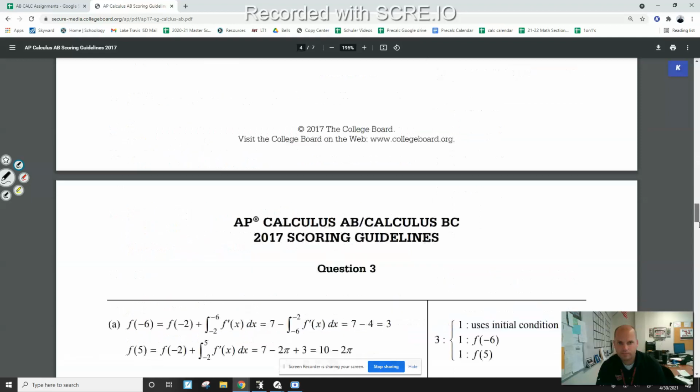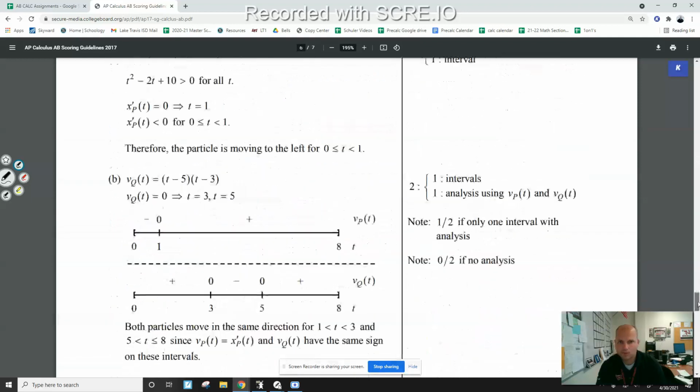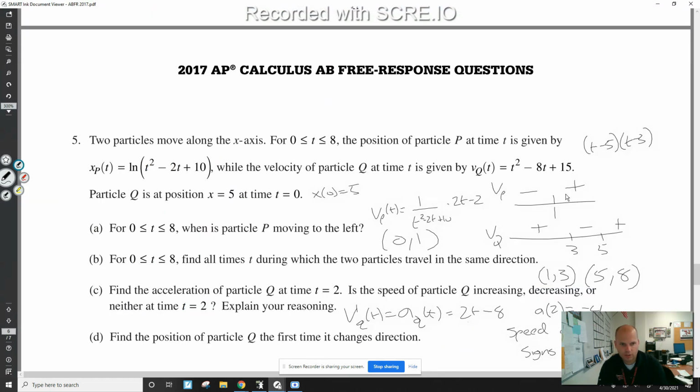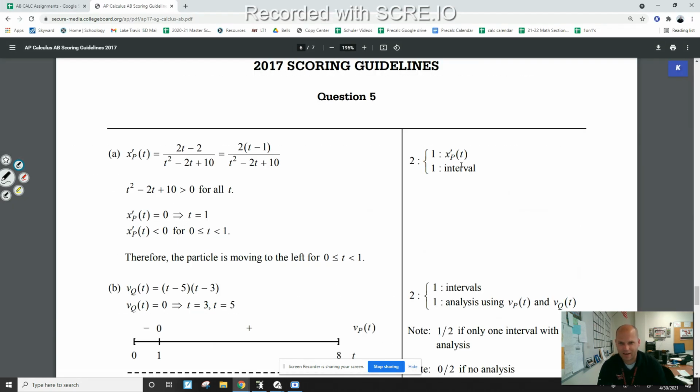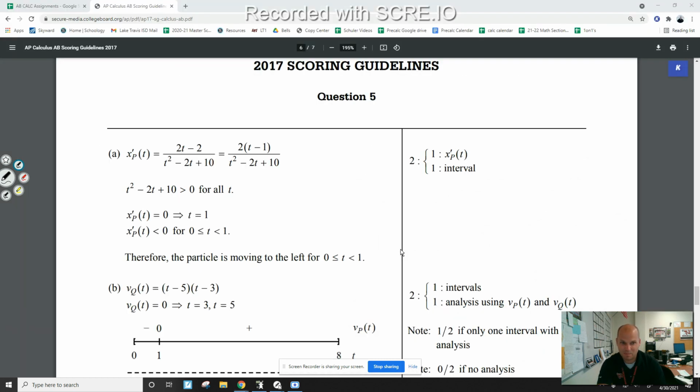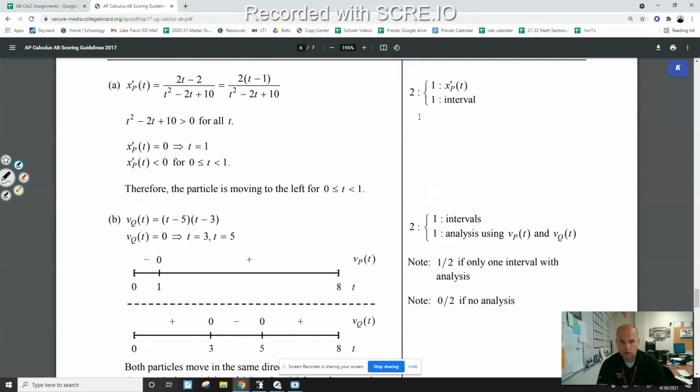Number 5. Okay, 1. 0 to 1. They included 0. I don't know, because it is negative at 0. So if you're including it, I don't know if they would have been strict about this end bracket. Maybe, maybe not. Those were worth 2 points.